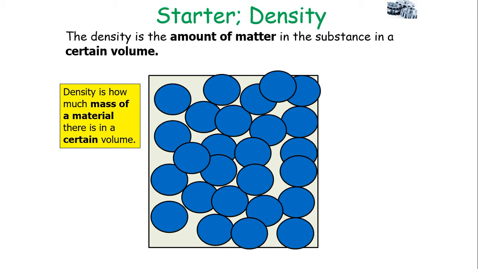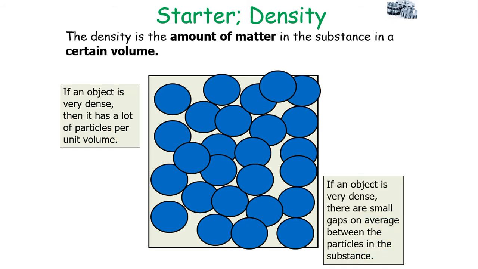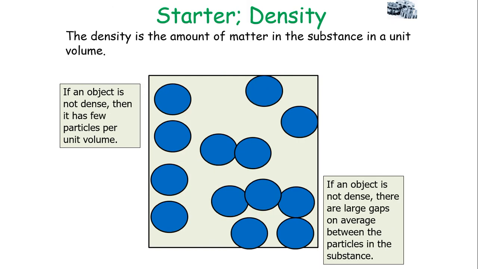So it's a measure of how much mass of material there is in a certain volume, or a measure of the number of particles in a certain volume, or a measure of space between the particles in a certain volume, or a measure of how spread out the particles are in a certain volume. Now, if an object is very dense, then it has lots of particles per unit volume, so there are small gaps on average between the particles in the substance. If an object is not very dense, then it has few particles per unit volume. If an object is not dense, it therefore means there's large gaps on average between the particles in the substance.